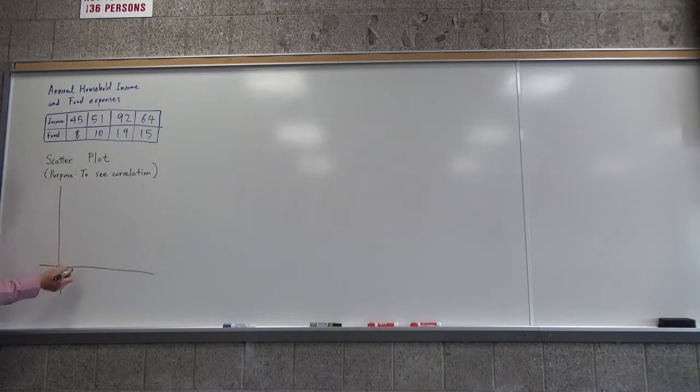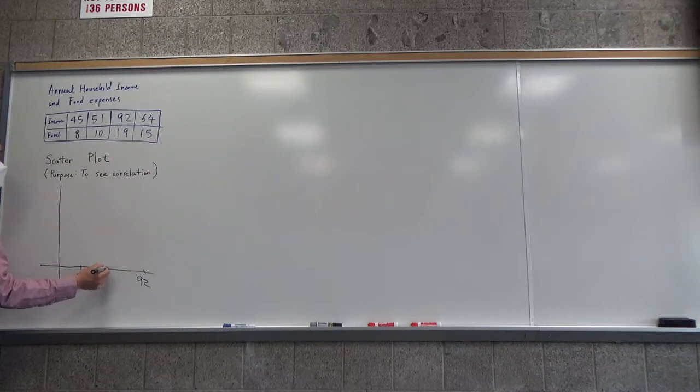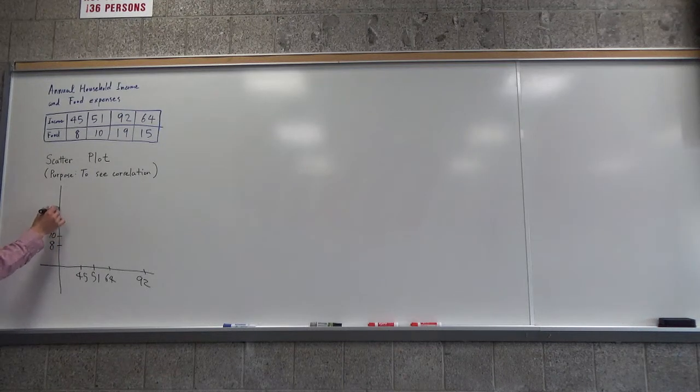All right, so what we do is we can put on the x-axis the income 45, and then 51, and there's a 92, so let's put something like 92 here, and then let's say this is more like 64 here. And if I had a grid, then it would be easier to plot, but I don't have one, so I'll just say this is 45, 51, 64, 92. And then you have 8, so let's just say this is 8. And that's 10. 19 is pretty high up here. And then let's say 15 is somewhere in the middle.